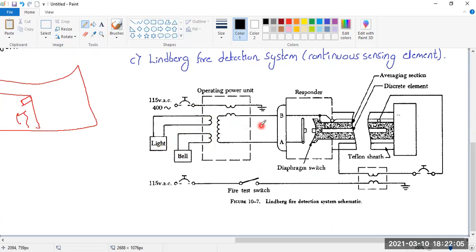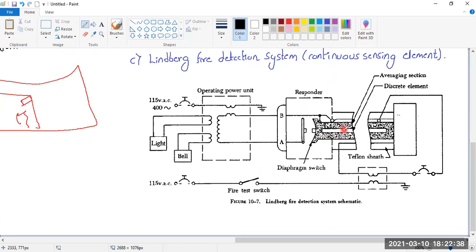Now the working of this: it is completely wrapped around the part where you have to detect the fire. This part is the sensing element. Inside the sensing element, you will see this dark white portion, which is made up of a discrete element, and the outer dotted region is an averaging section. Whenever there is an increase in temperature, the discrete element releases the gases, and whenever there is a decrease in temperature, the discrete element absorbs the gases.